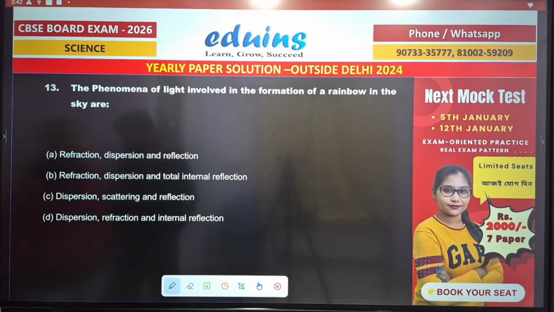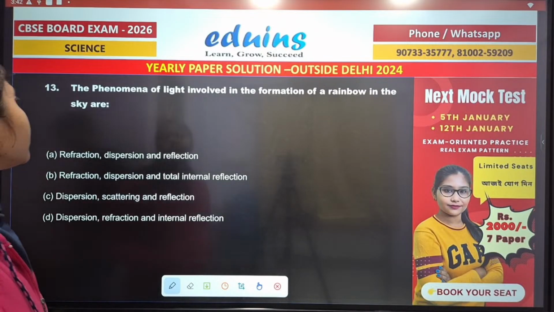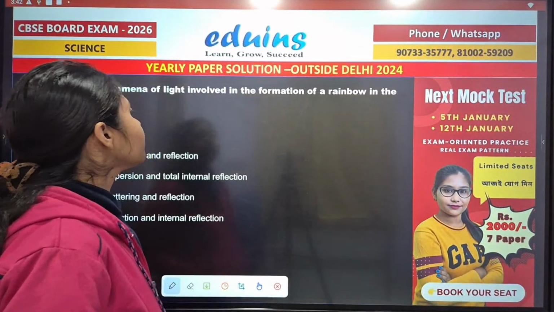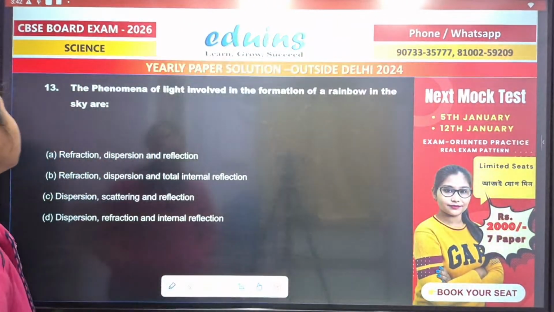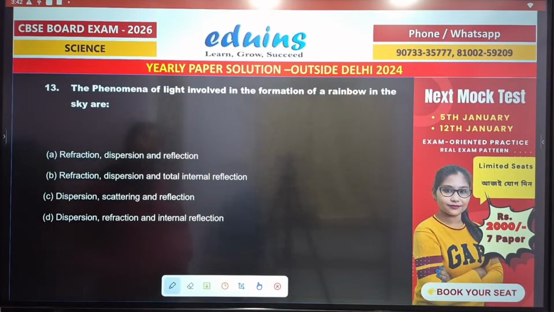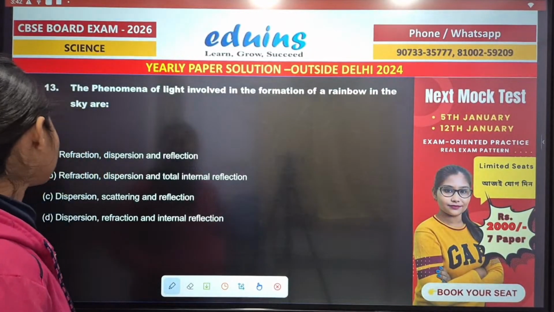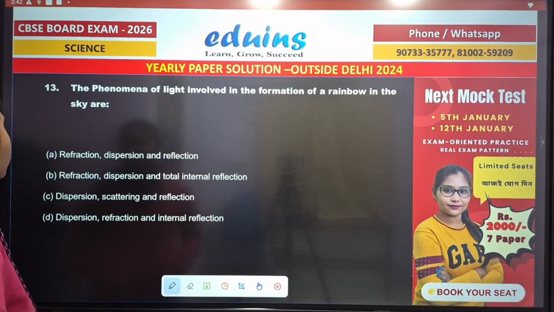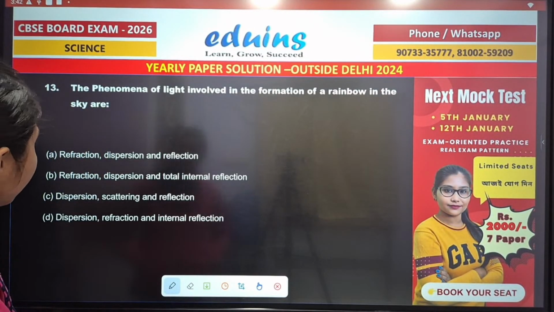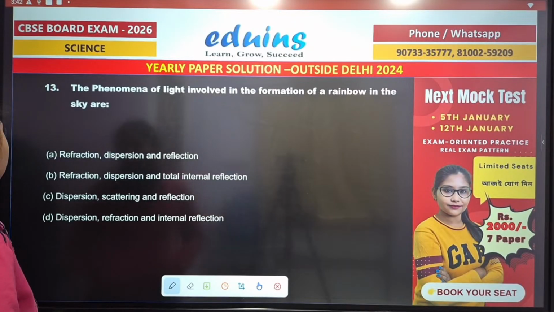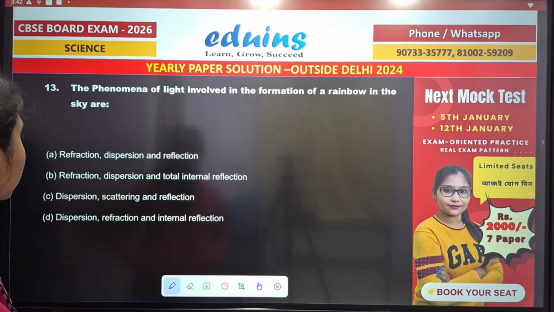Okay. The question is: the phenomena of light involved in the formation of a rainbow in the sky are. Option A is refraction, dispersion, and reflection. Option B, refraction, dispersion, and total internal reflection. Option C is dispersion, scattering, and reflection. Option D is dispersion, refraction, and internal reflection.